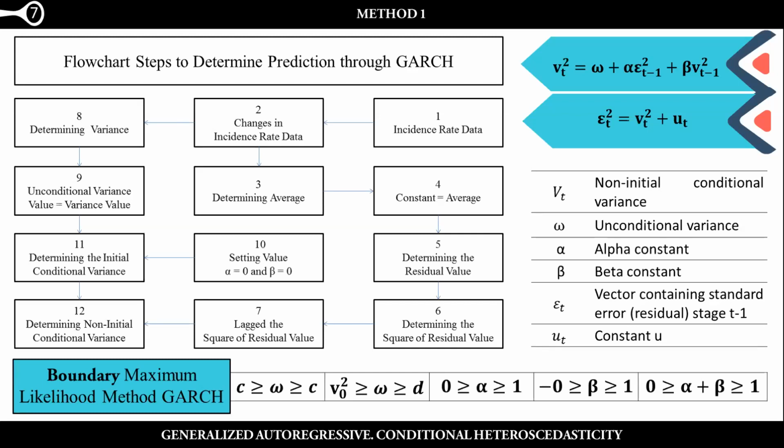The non-initial conditional variance value can be obtained, of course, by applying the equation attached on the upper right corner. In the next step, the maximum likelihood method will be used. To facilitate the method in this Gauss method, 5 boundary conditions as stated below will be used, where C and D are constants that can be adjusted according to the accuracy requirements.